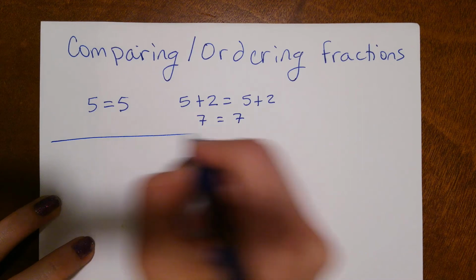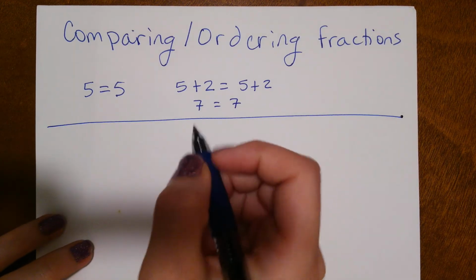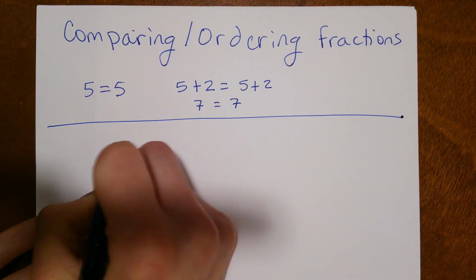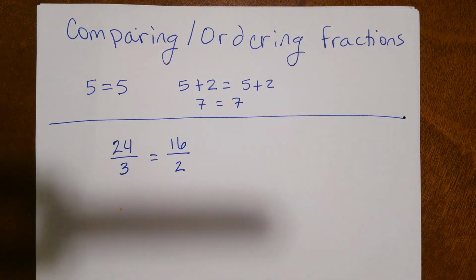So let's look at a couple of things with numbers real quick, and then we'll look at it with letters. So let's say that I have 24 divided by 3 is equal to 16 divided by 2. And take just a second, make sure that you agree with me that these two things are equal. They will land at the same point on the number line. Hopefully you see that. Yes, 24 divided by 3 gives me 8 with a remainder of 0, and 16 divided by 2 is also 8 with a remainder of 0. Alright, so these two are equivalent.